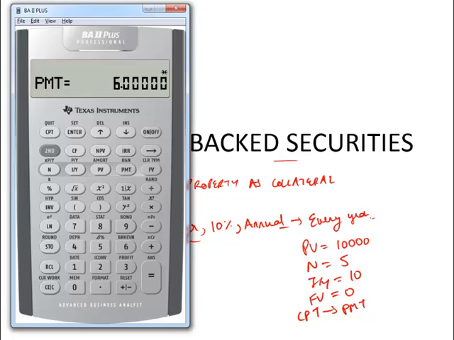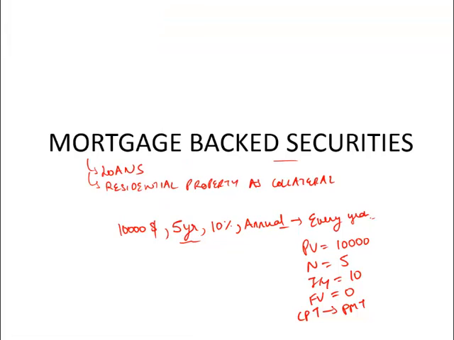So let's do it. Press 10,000 and press PV. Press 5 and press N. Press 10 and press I/Y. Press 0 and press FV and compute PMT. The PMT comes out to be $2,638. So the bank gave a $10,000 loan, and then the bank receives $2,638 every year for the next 5 years.